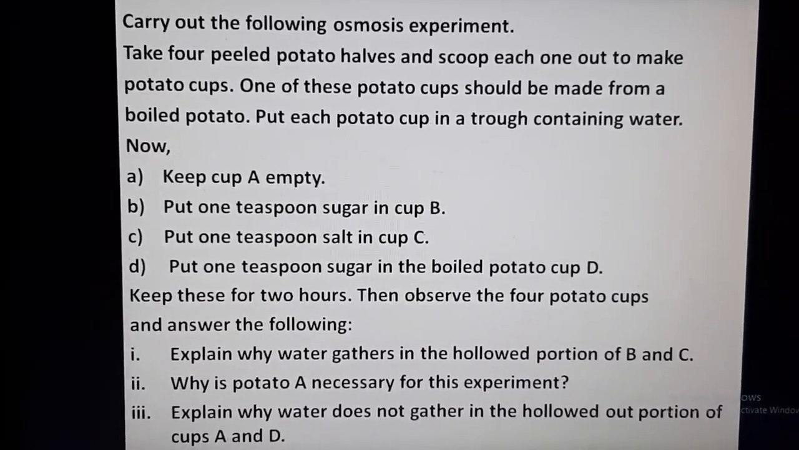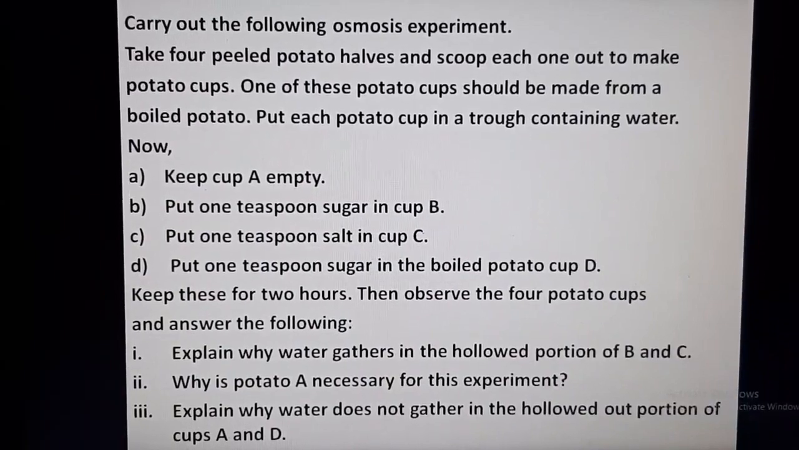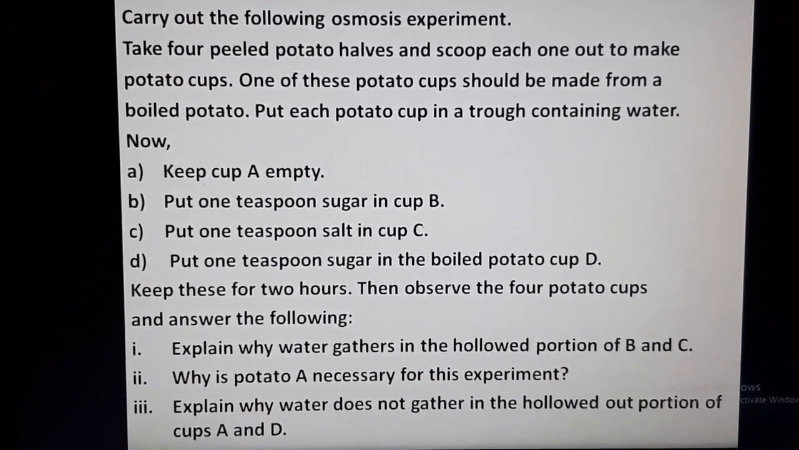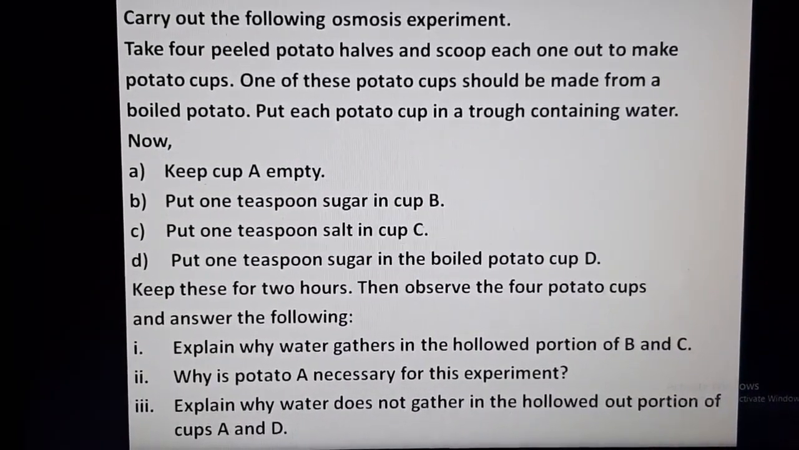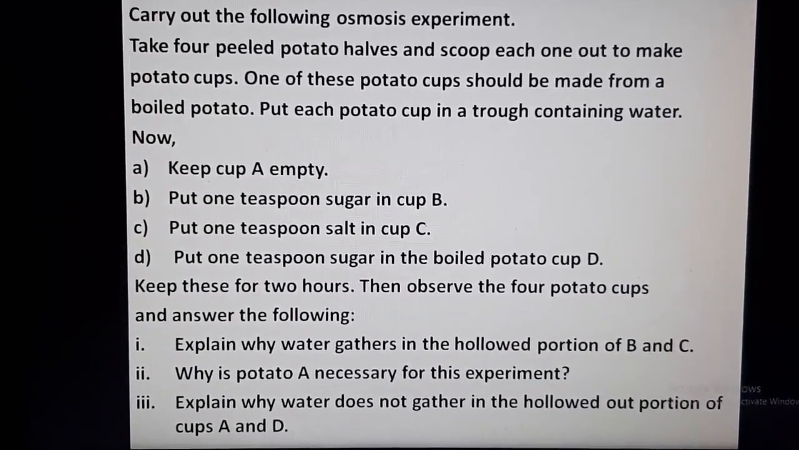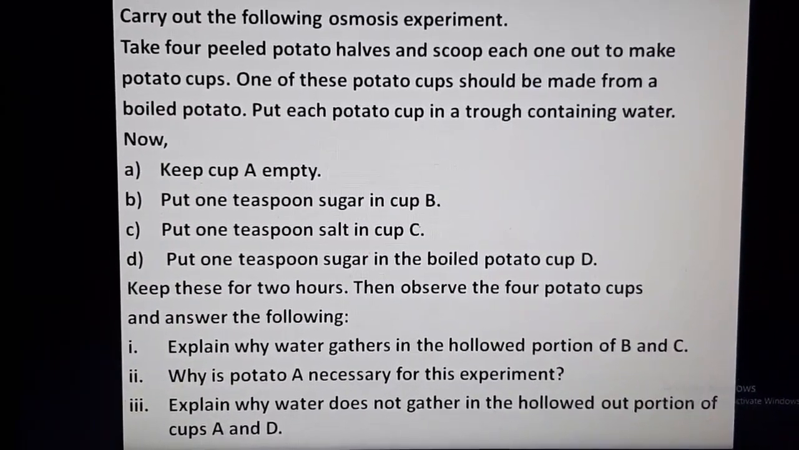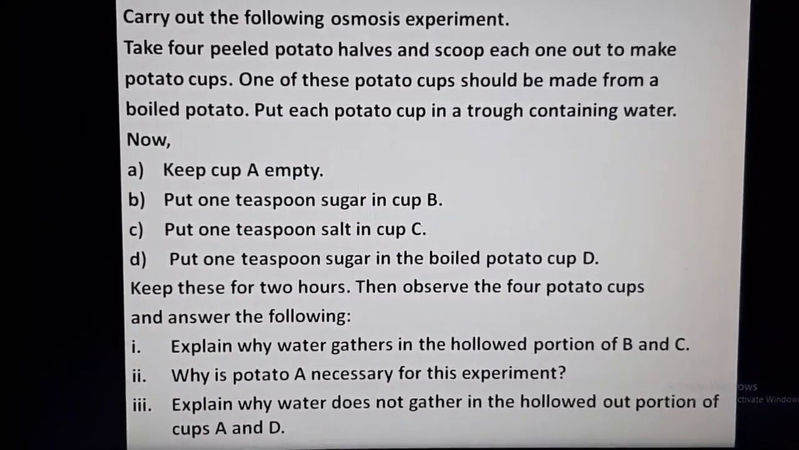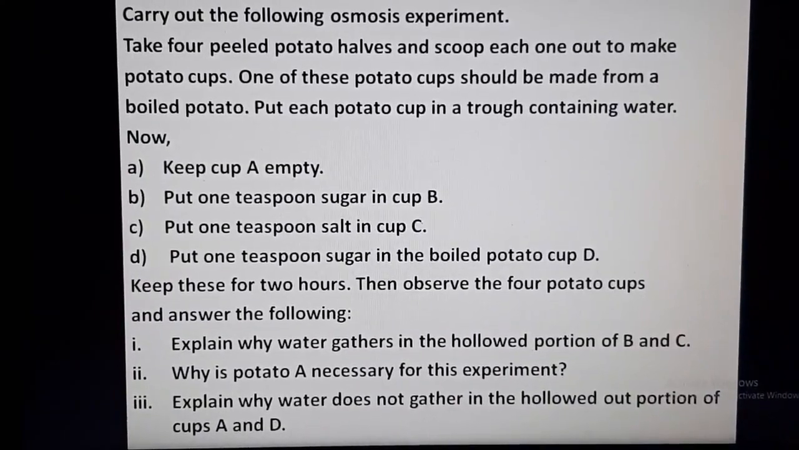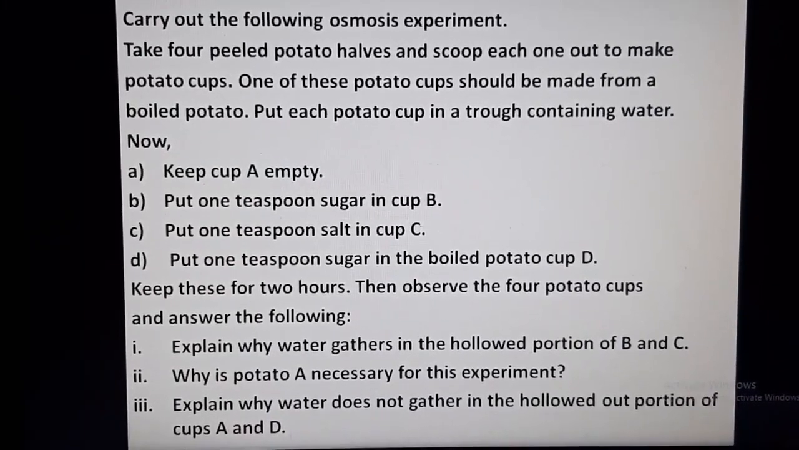And the last question: carry out the following osmosis experiment. Take 4 peeled potato halves and scoop each one out to make potato cups. One of these potato cups should be made from a boiled potato. Put each potato cup in a trough containing water. Now, keep cup A empty. B: put 1 teaspoon sugar in cup B. C: put 1 teaspoon salt in cup C. D: put 1 teaspoon sugar in the boiled potato cup D. Now keep these for 2 hours. Then observe the 4 potato cups and answer the following questions.